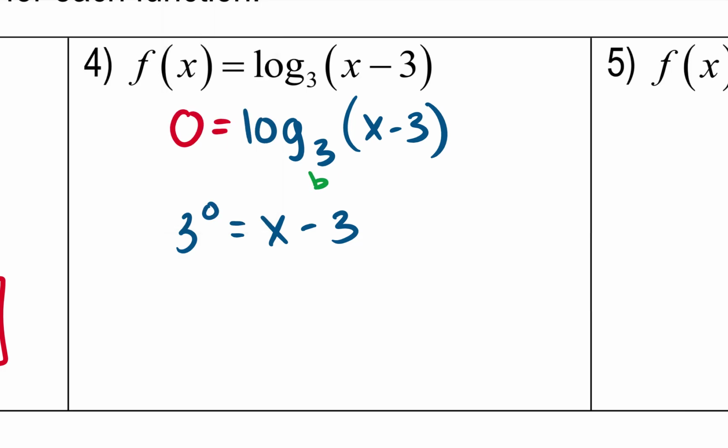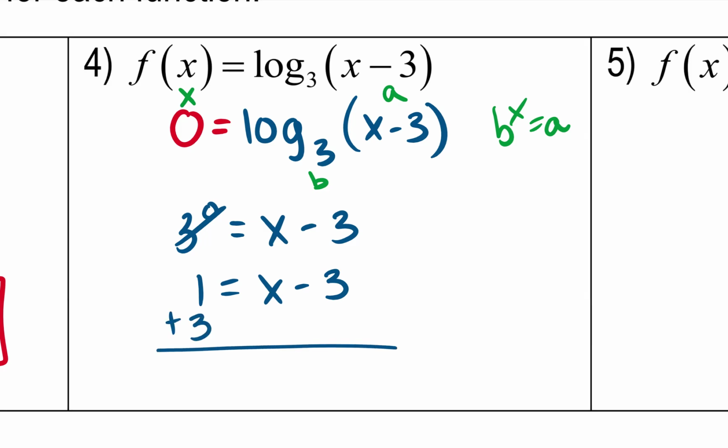Because we have b, this is our a, and that's our x. So I want b to the x equals a. Alright, now 3 to the 0 is 1. And then I need to solve for x, so this is my one extra step I told you about, plus 3. So my x value is 4. So my answer is 4, 0.